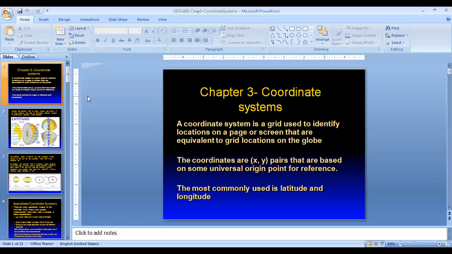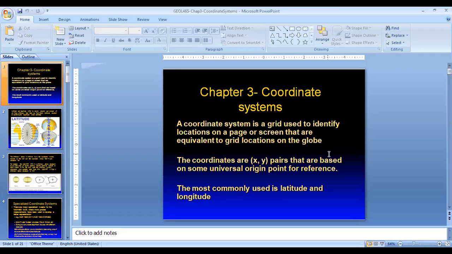See here, the coordinate system is a grid used to identify a location on a page or screen or in a space, or equivalent grid locations on the globe, and that is the space. The coordinate systems are, and here two-dimensional coordinate systems are simply x and y. When we consider the intersecting point of that x and y, it is considered a two-dimensional coordinate system.